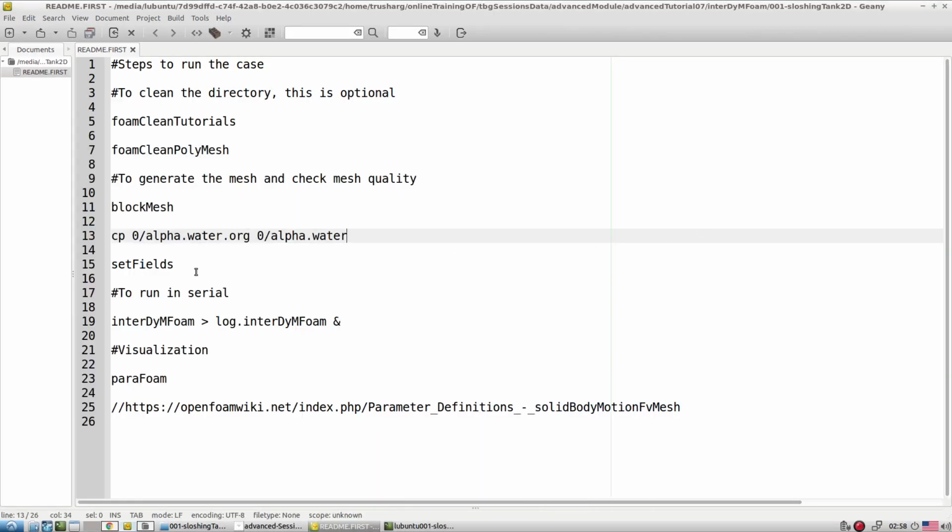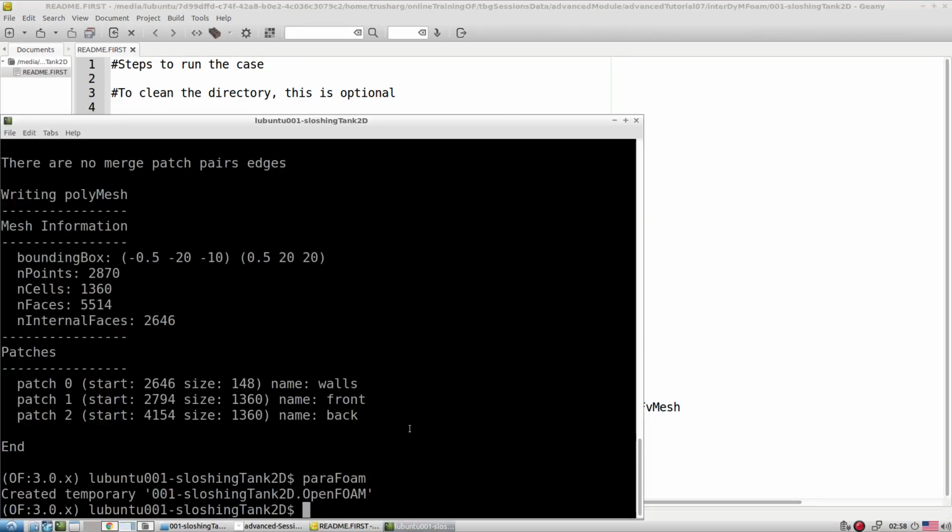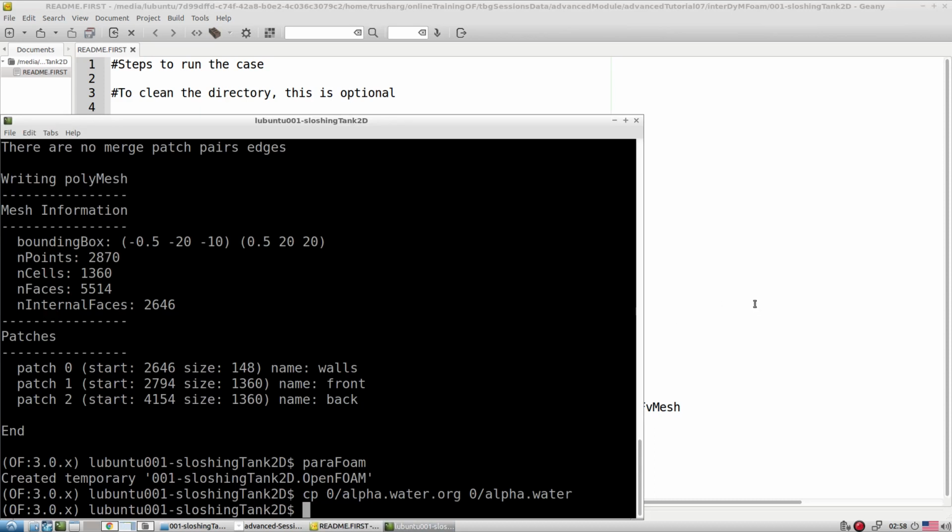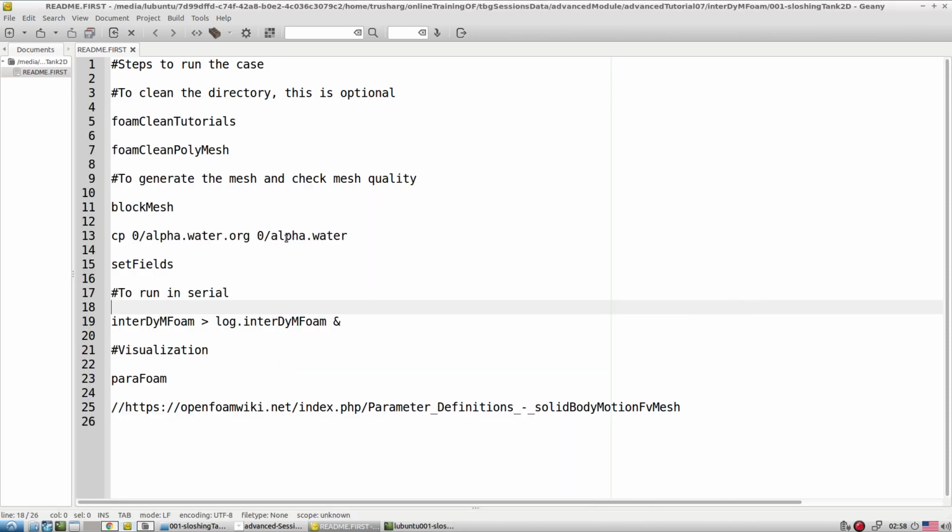So first let's set up the test case. Then we try to understand. I just cleaned our alpha.water file. Now please understand that this liquid is always the first fluid. Whatever you specify in the phase properties first, based on that you have to specify this alpha. I will come back to that point again.